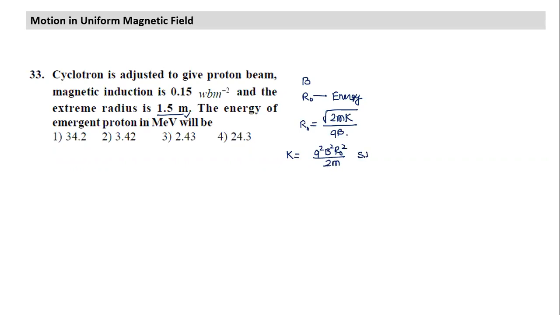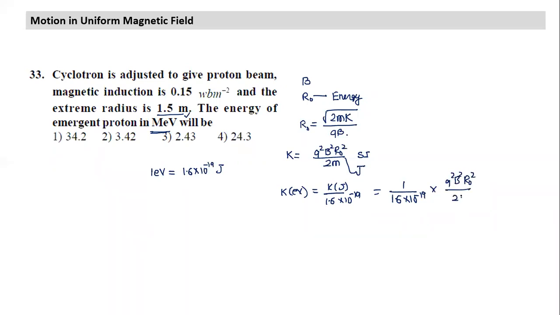If I substitute everything in SI units, the energy will come in joules. How do you convert into electron volts? 1 electron volt is equal to 1.6 into 10 to the power minus 19 joules. So once I have the kinetic energy in joules, to convert into electron volts I divide by 1.6 into 10 to the power minus 19. So q square B square R naught square by 2m divided by 1.6 into 10 to the power minus 19 will come in electron volts. If I want the answer in million electron volts, I divide by 10 to the power 6. So substitute all values in this expression.